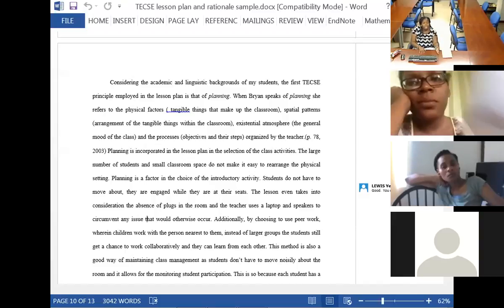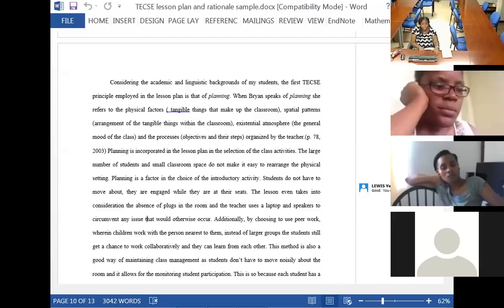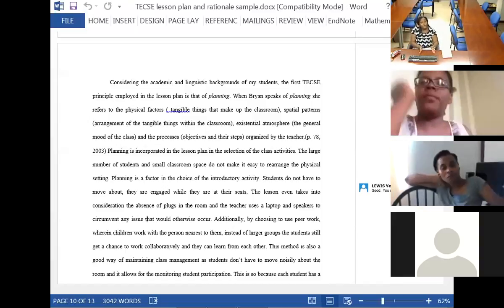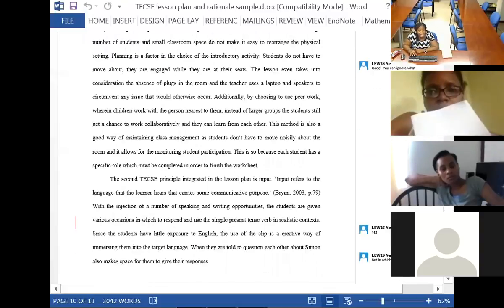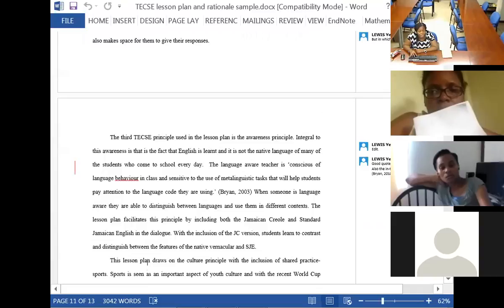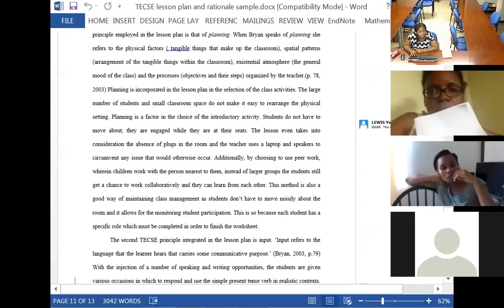The large number of students and small classroom space do not make it easy to rearrange the physical setting. Planning is a factor in the choice of the introductory activity. So in essence, you're going to explain how the planning principle influenced what you did in terms of organizing the different phases and steps of your lesson. Planning was a factor in the introductory activity, and in the video that you chose. Anything that you choose, you're going to justify by looking at the various text principles, right?